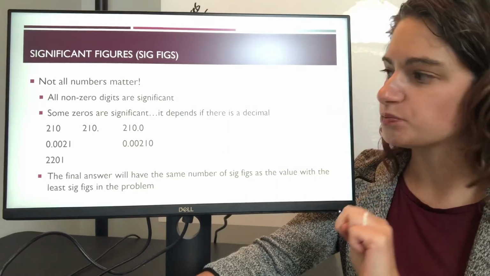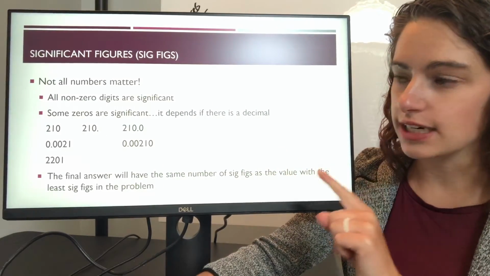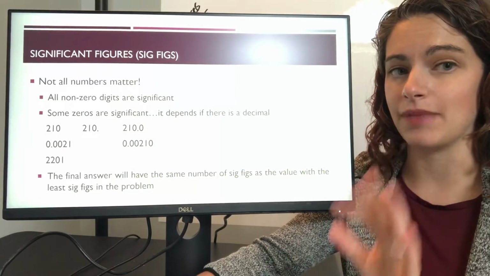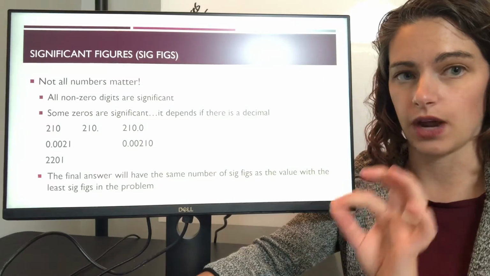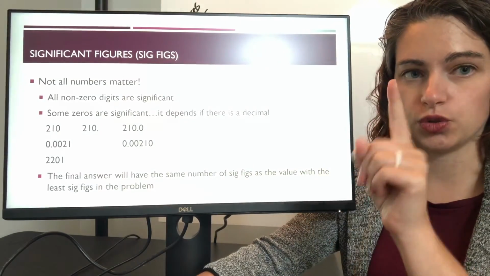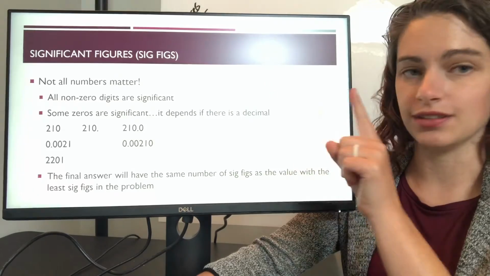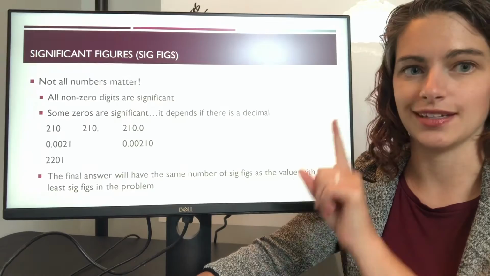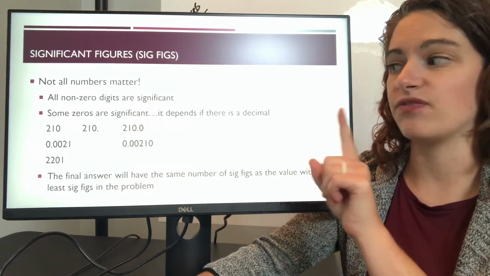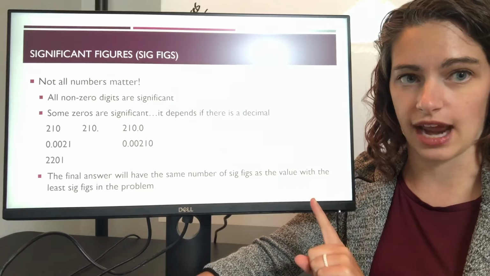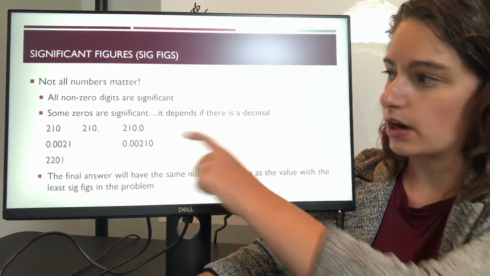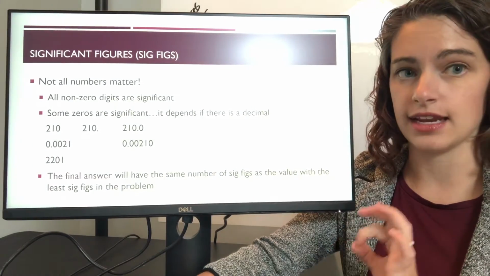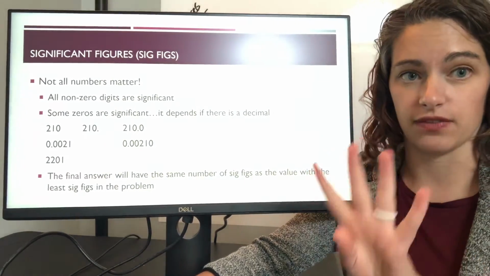If we look at the next one, 210 point, even though there's nothing after the decimal, that decimal makes that 0 significant. So now we have 3 significant figures, the 2, 1, and 0. No decimal, not significant. Decimal does make it significant. Anything following that decimal, any zeros after, are also considered significant. So our next one, 210.0, has that 0 at the end significant. That has 4 significant figures.